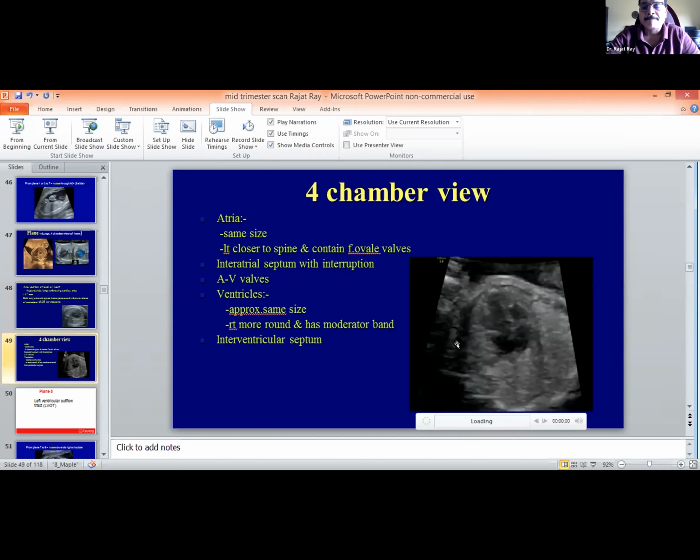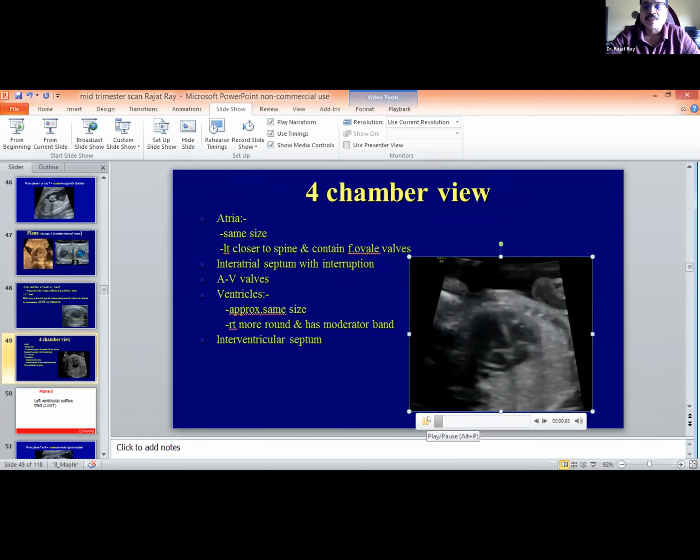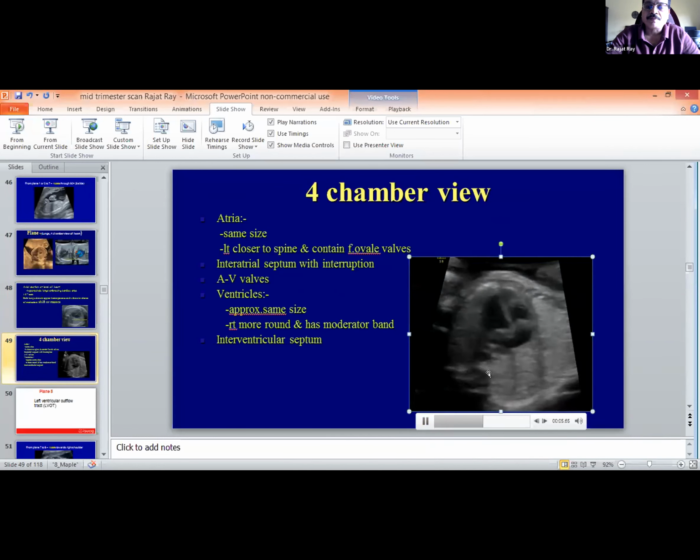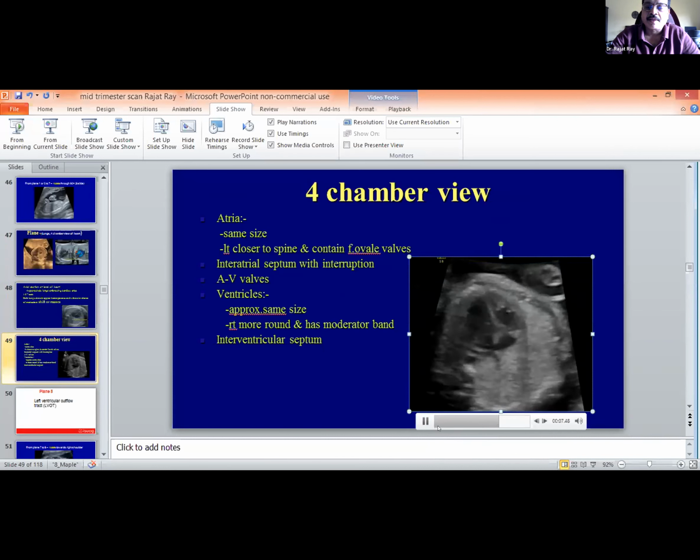In the four chamber view, what you are seeing? You are seeing the atria and the spine. So this is the spine. Nearer to the spine is the left atrium. This is the right atrium. Left atrium to left ventricle, right atrium to right ventricle. You just remember, nearer to the spine is the left atrium. And both the atria will be of the same size. Left will be closer to spine and contain foramen ovale valves.